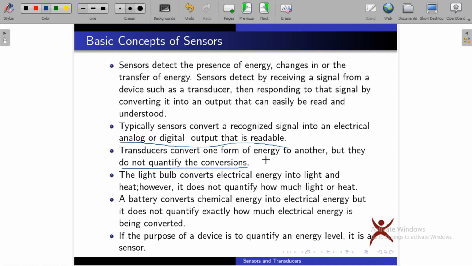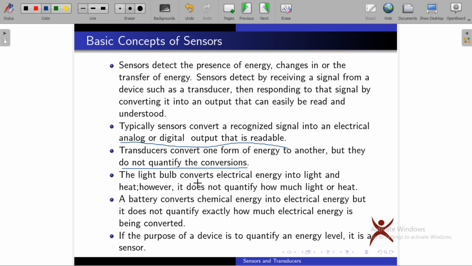It doesn't tell you how much electrical energy is being produced. It just converts one form of energy into another, mechanical energy into electrical energy, but it will not tell you how much energy is being converted, the amount of electrical energy produced.